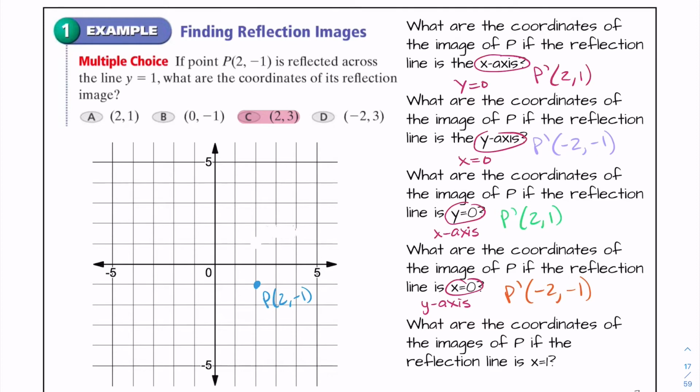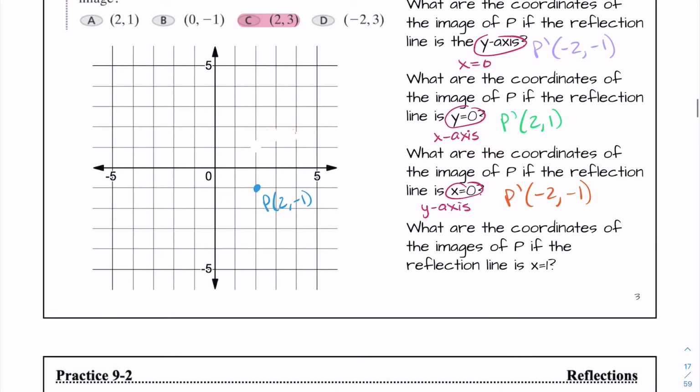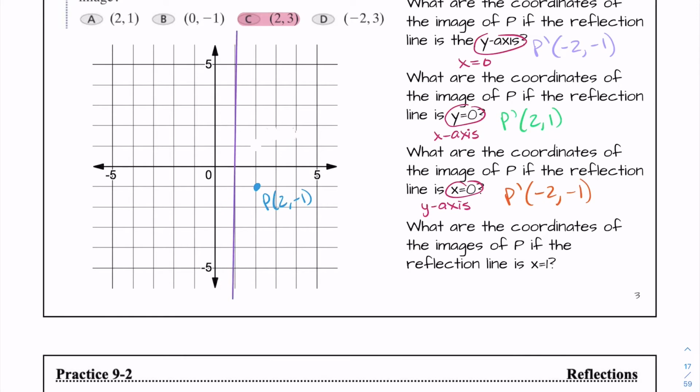Okay? All right. So what are the coordinates of the images of P if the reflection line is x equals 1? Well, in this case, we're just going to do x equals 1. Is it 1? Yeah, that's what I have. So we're going to do that. And we are going to just do it quickly over here, and it will end up right there. And so P prime is 0, whoops, 0 comma negative 1. And that's it. P prime is at 0 comma negative 1.